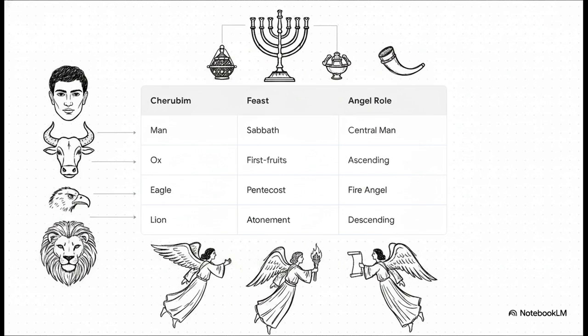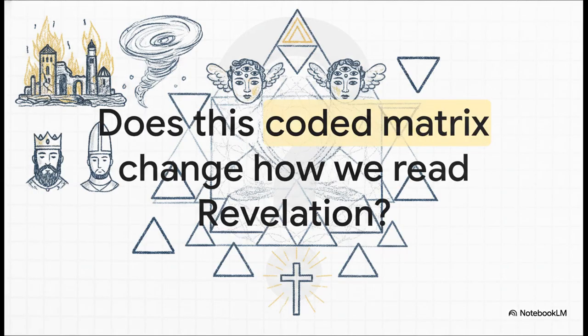The ascending angel matches the ox and firstfruits. The fire angel matches the eagle and Pentecost. The book isn't some random apocalyptic chaos. It is a highly engineered, overlapping matrix of ancient symbols. Which leaves us with a pretty profound final thought. The source material notes that Revelation correlates the destruction of Jerusalem, Babylon, with the biblical destruction of Sodom, framing this as a dual work of the divine Redeemer during Christ's first coming.